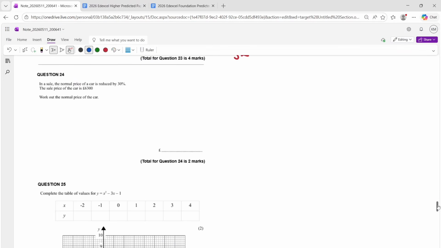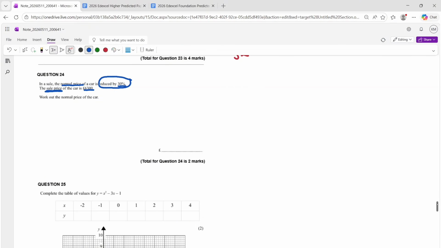Again, reverse percentages. If it's going to come up, it's more likely to come up on a non-calculator paper, and it's been on 3 out of the last 4 years. There's been a question on reverse percentages. So in a sale, the normal price of a car is reduced by 30%. The sale price, this is important, the sale price of the car is 6,300, but it's already been reduced by 30%.